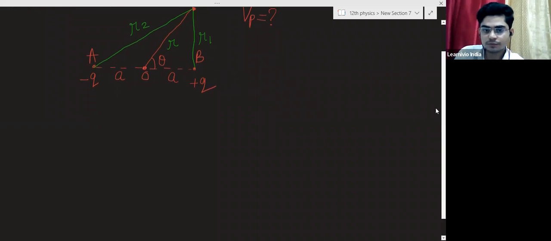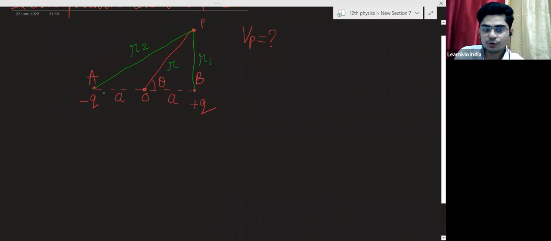So now, due to the charge at B or due to the charge at A, what is the potential at point P? We can use the formula as I have told you earlier: V equals 1 upon 4 pi epsilon naught times Q by R. Here we can take the minus charge.